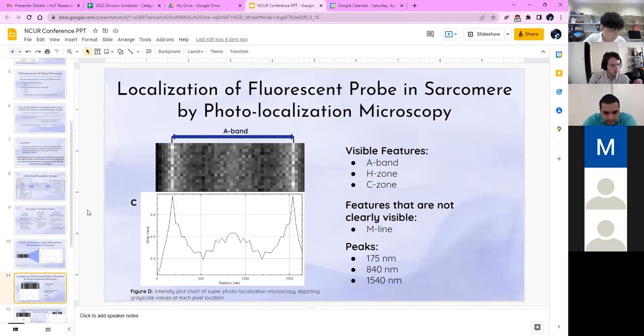The A band corresponds to the sort of peaks right before the large peaks you see at the ends of the micrograph. Overall, the visible features on the micrograph are the A band, the H zone, which is kind of that region where you see the large peaks, and the C zone, which is the dip in the micrograph, or the darker gray area. One feature that isn't clearly visible is the M line. And I've also noted the peaks of the I band, or the Z line in the I band, as well as the M line.